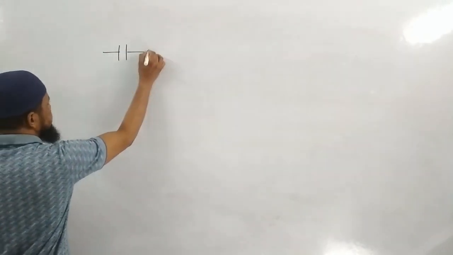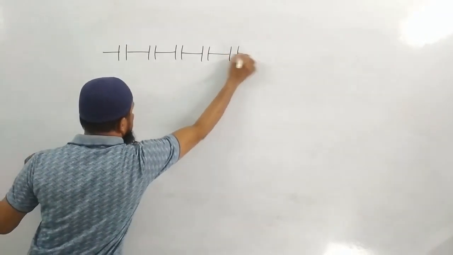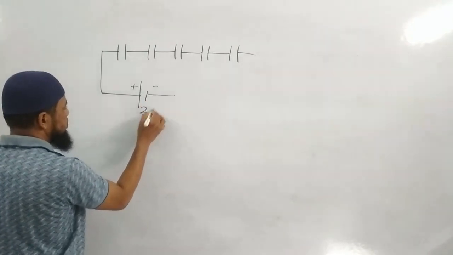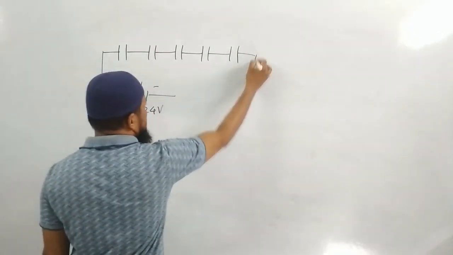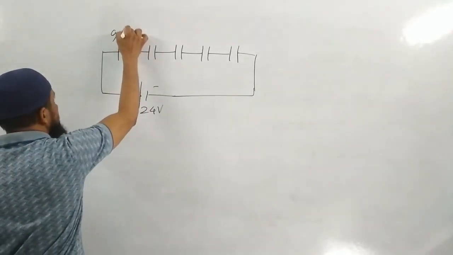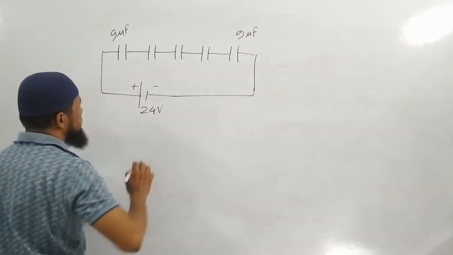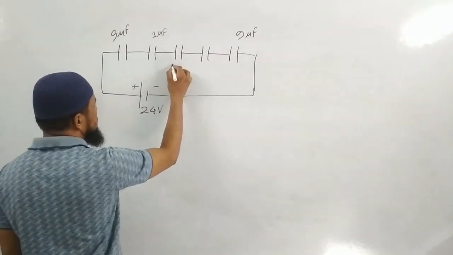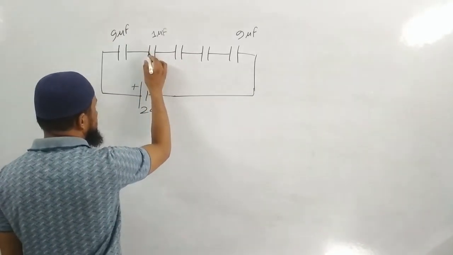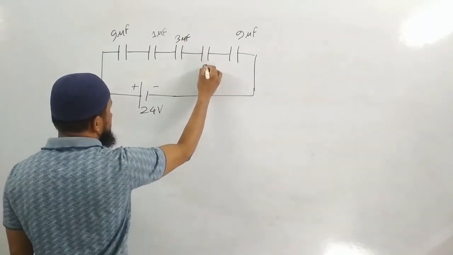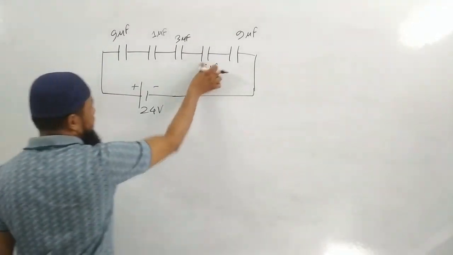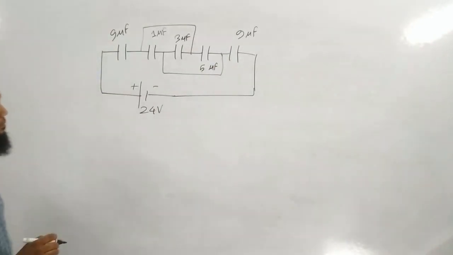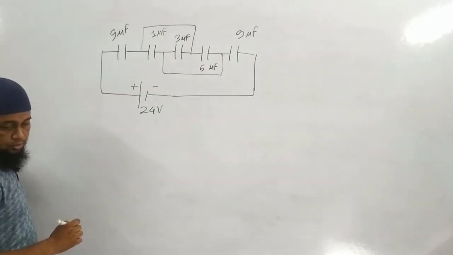If a circuit like this is given, five capacitors appear to be in series, connected to a 24 volt source. 9 microfarad, 9 microfarad, this is 1 microfarad, this is 3 microfarad, this is 5 microfarad. But they have a connection like this. Find the charge on the 5 microfarad capacitor.